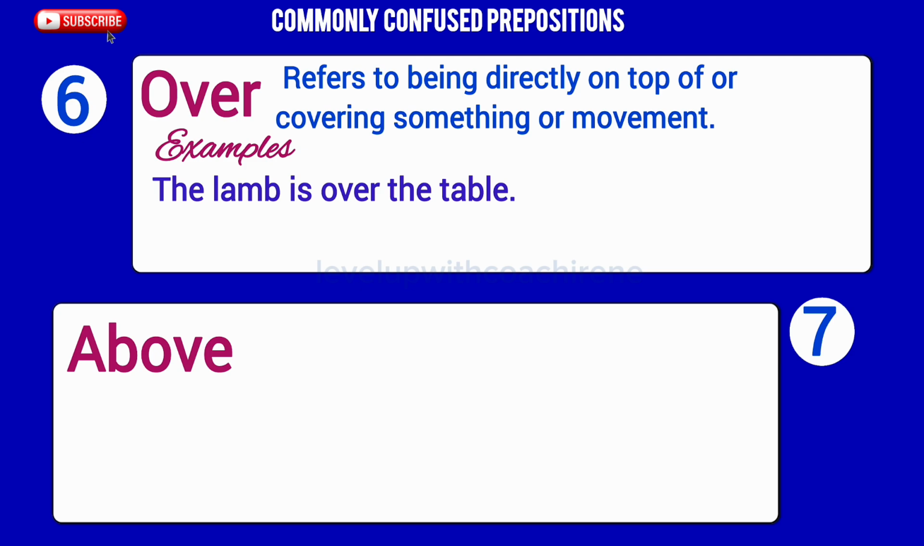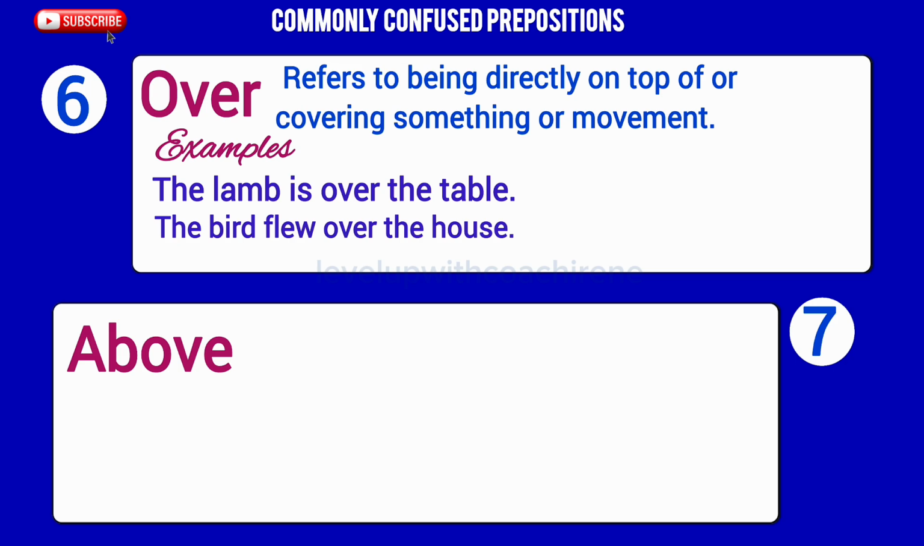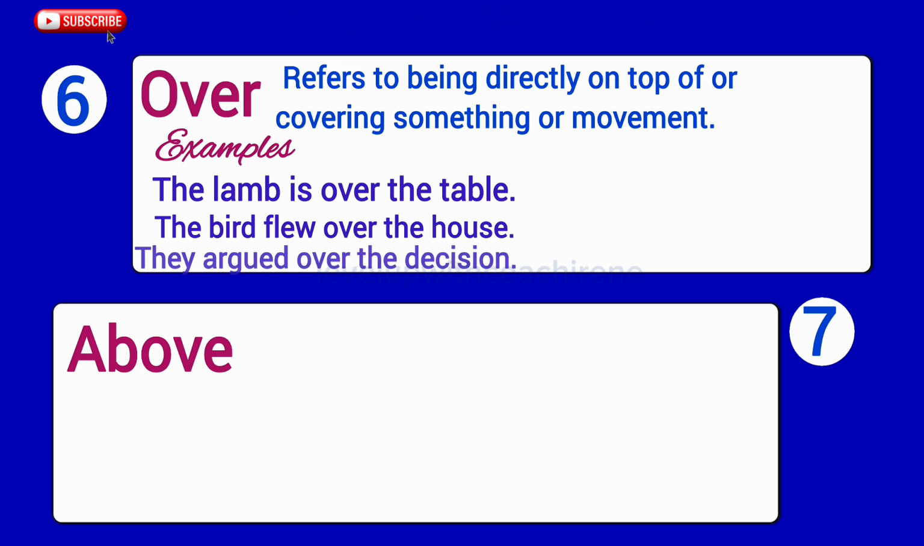Another example would be the bird flew over the house. This means that the bird moved across the house from one side to another. Another example would be they argued over the decision. This refers to a topic or reason of disagreement.